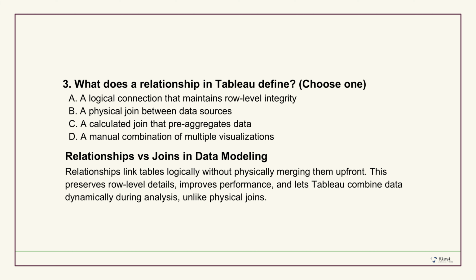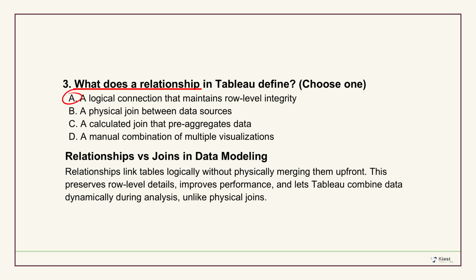Okay, speaking of combining data in potentially confusing ways, Tableau has this concept of relationships. It feels a bit different from traditional joins. What exactly is a relationship defining in Tableau? Yeah, relationships are a newer, more flexible approach. A relationship defines a logical connection between tables. And the really interesting part is it maintains the row-level detail of each table without physically merging them together up front like a join does.